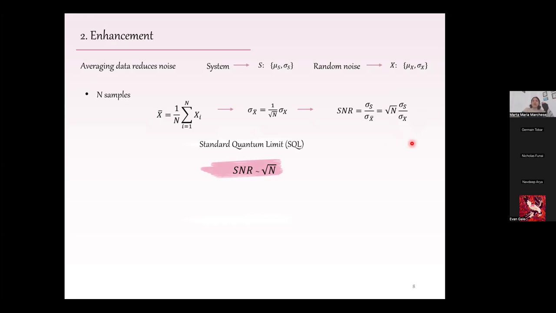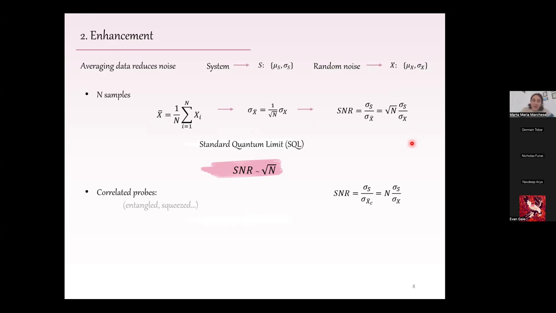Moreover, people notice that instead of having a system and performing n different measurements, one could do the following: take n copies of the same system, perform a single measurement on each of them, and then take the average.